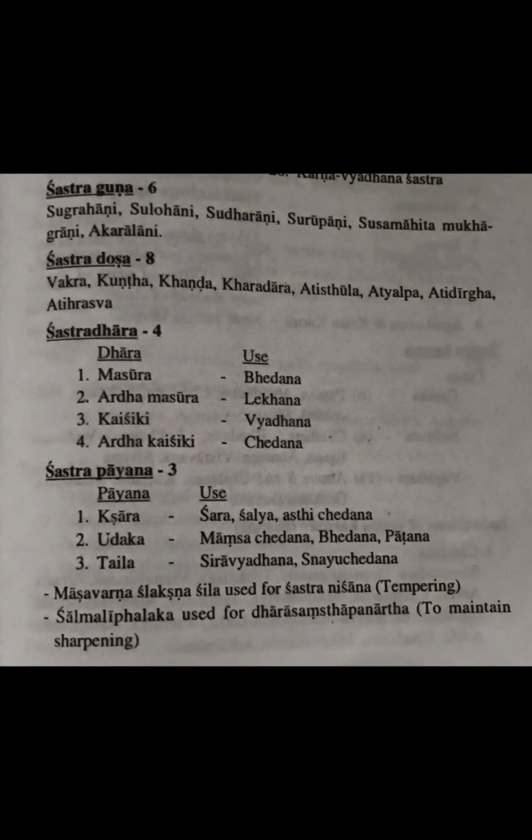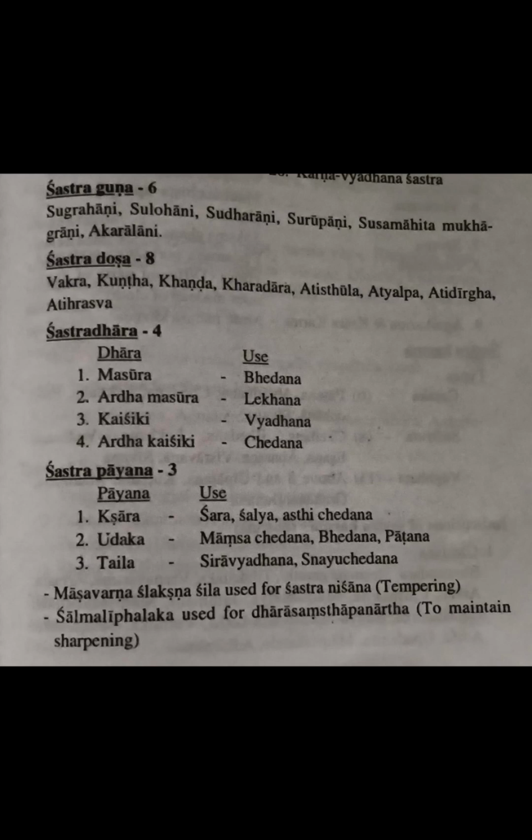Shastra Doshas are 8 in number. Yendra Doshas are 12 in number, because these numbers all get mixed up. Shastra Doshas are 8 in number, which are Vakra, Kunda, Khanda, Karadara, Adistula, Adiyalpa, Adidirka, Adihrasva. These are the 8 Shastra Doshas. Okay, in this, Karadara is a dosha which is present in Karapatra Shastra.